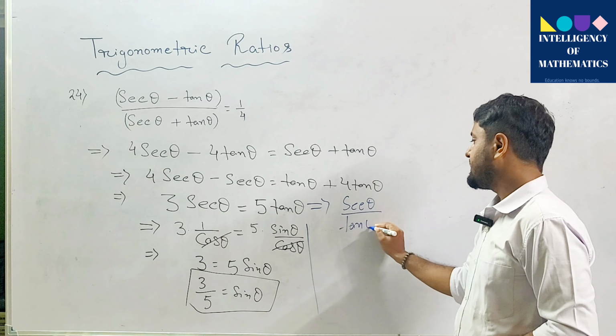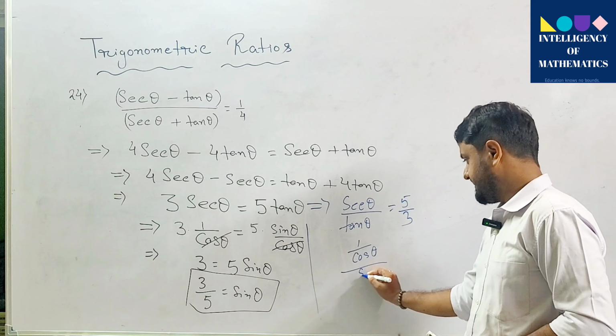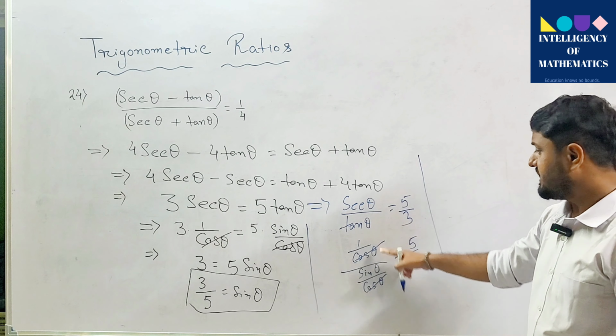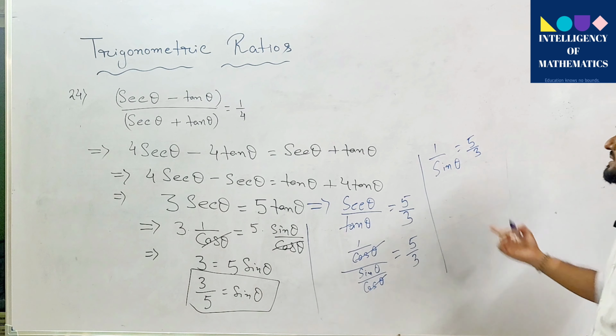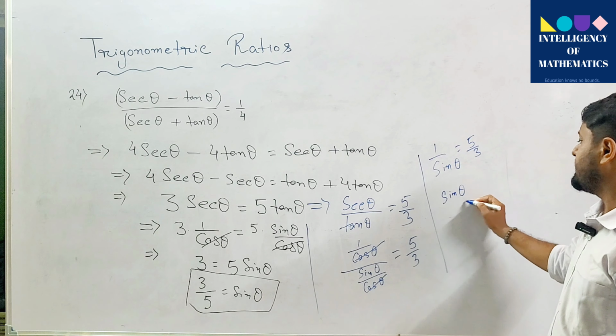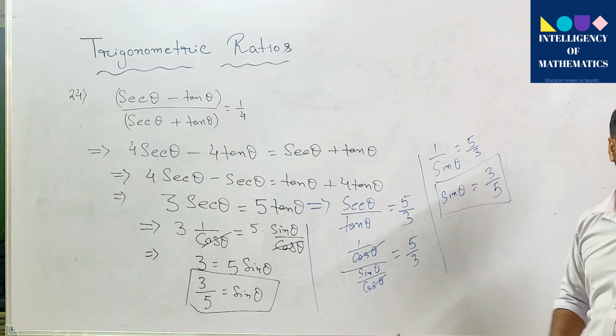Next, sec theta can be split as 1 by cos and tan can be split as sine by cos. So sine theta, and below it we write cos theta. This cos and this cos will cancel. This side 5 by 3 is left. So what we got is 1 by sine theta is 5 by 3. But according to the question we need sine theta, so we will take the reciprocal. Sine theta will go up, and the 1 below need not be written. This side also reciprocal, so we get sine theta's value as 3 by 5.